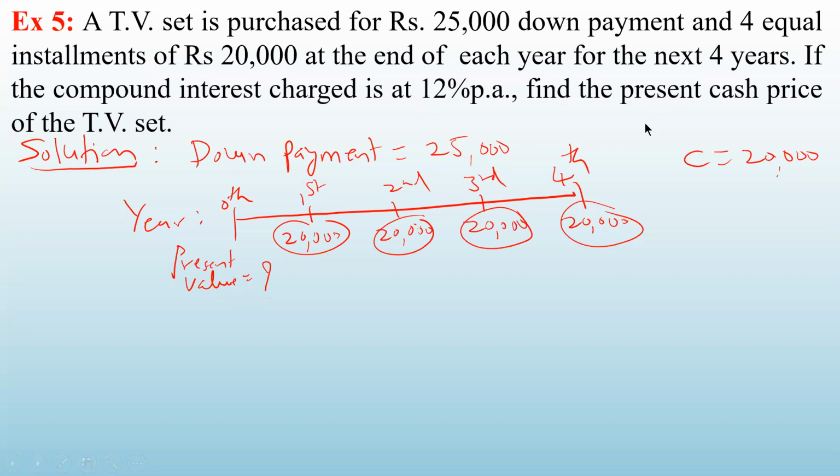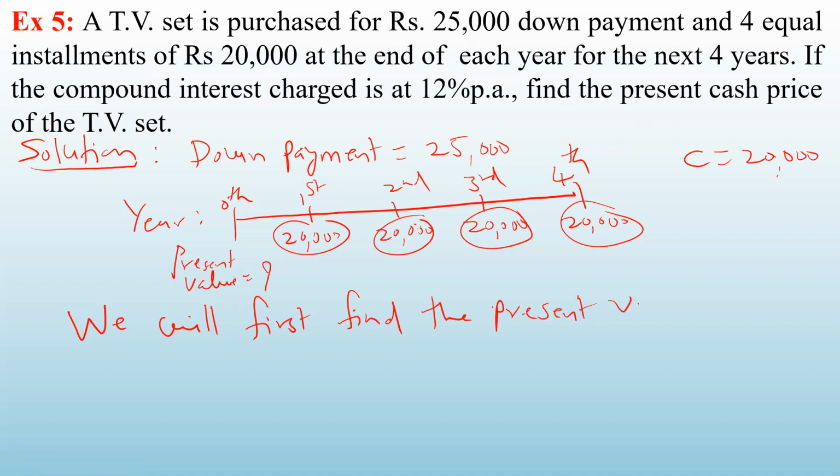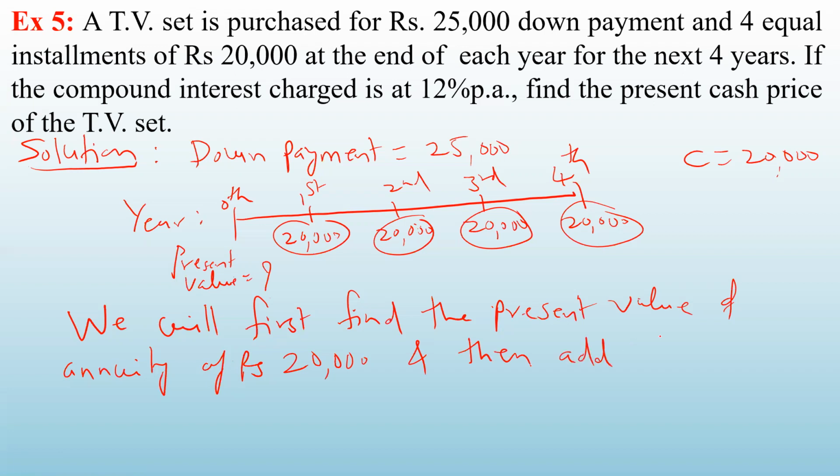Okay. So what we will do here, we will first find the present value of the annuity of rupees 20,000, which he is paying every year for 4 years. And then add it to the down payment.